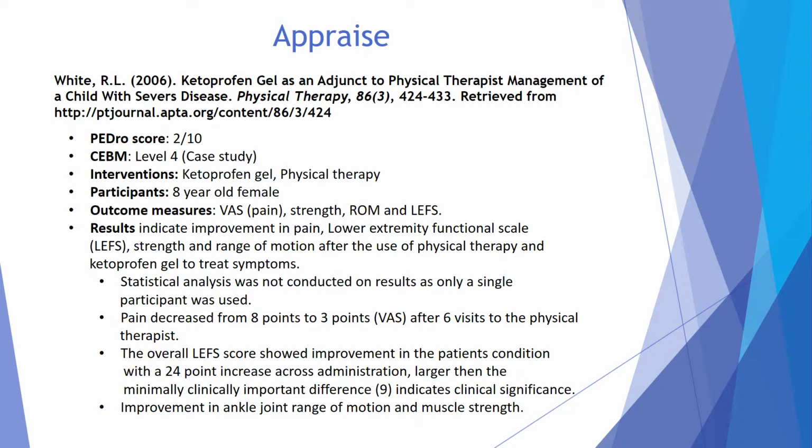The study by Y is a level 4 case study which scored 2 out of 10 on the PEDro scale. This indicates it's a low-quality study. The study was conducted on a single patient with Sever's disease and was treated with a combination of physical therapy and ketoprofen gel. Pain decreased by 5 points on the VAS score. The Lower Extremity Functional Scale score showed improvement in the patient's condition with a 24-point increase across administration. Results indicated improvement in muscle strength and ankle joint range of motion. Statistical analysis was not conducted on findings as only a single participant was used.